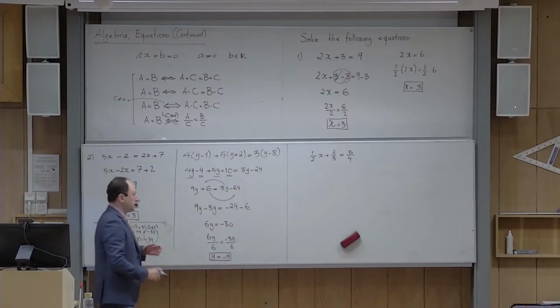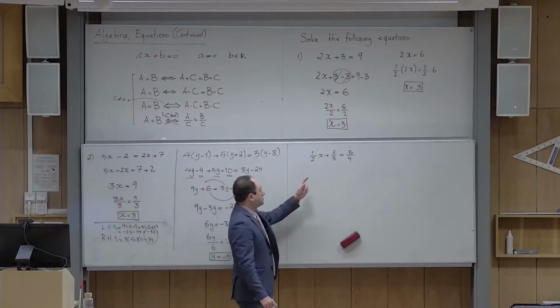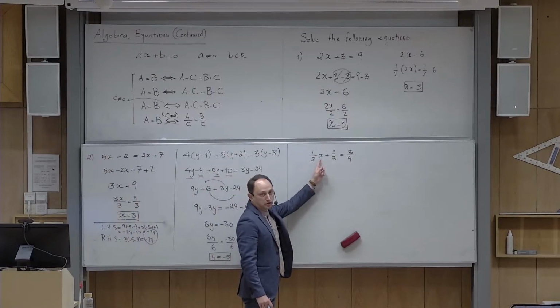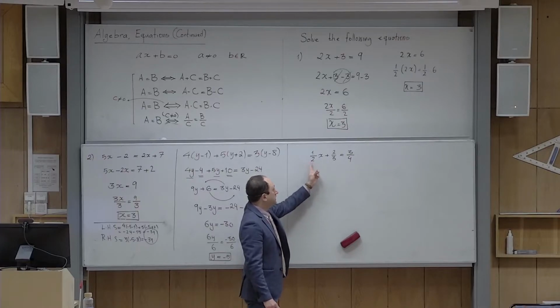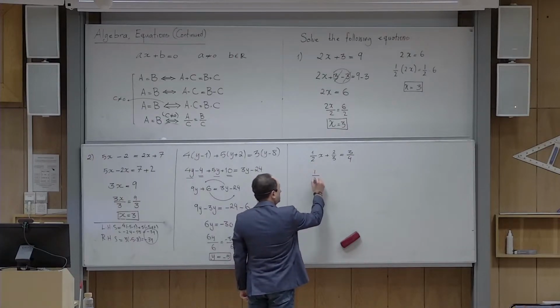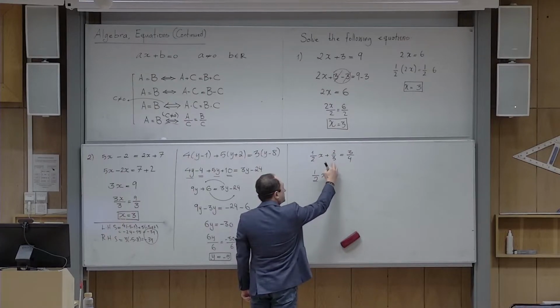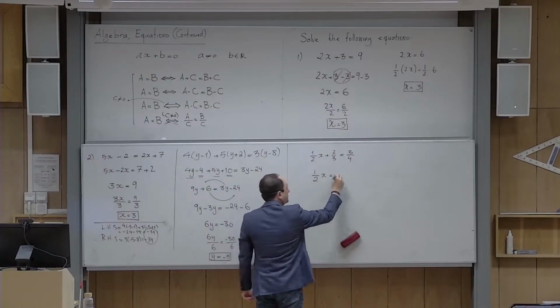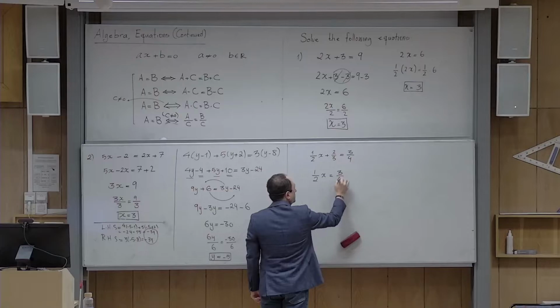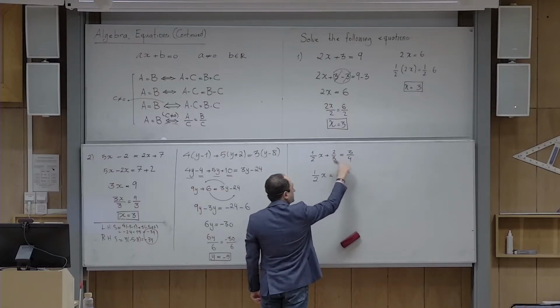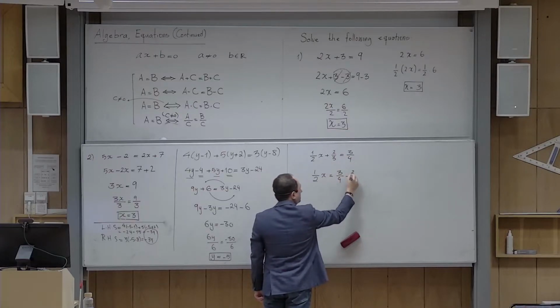What do I mean by that? So again, my strategy is to make x alone, okay? So what I do, I will keep it on the left, and then I move this number to the other side. So it becomes 3 over 4, it's already there. I move this to the other side, it is positive, it becomes negative.